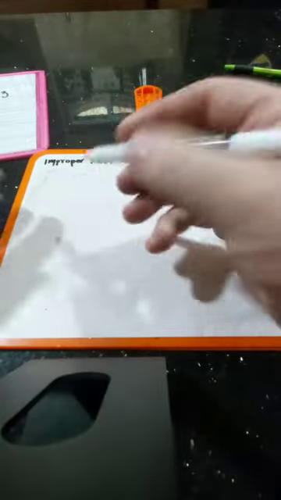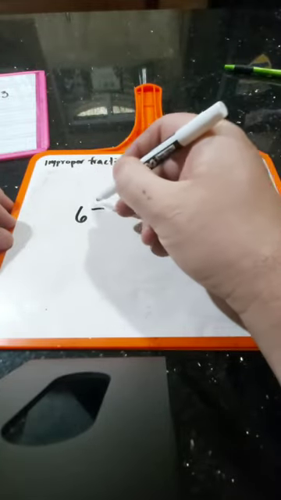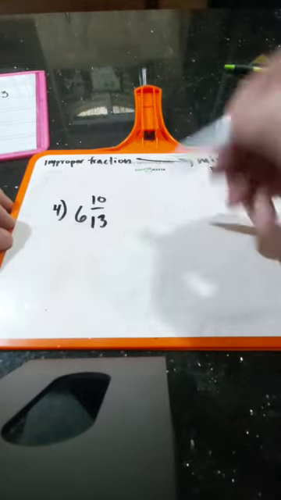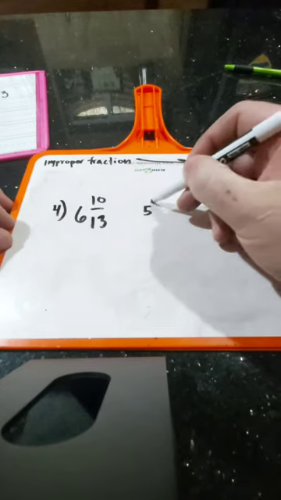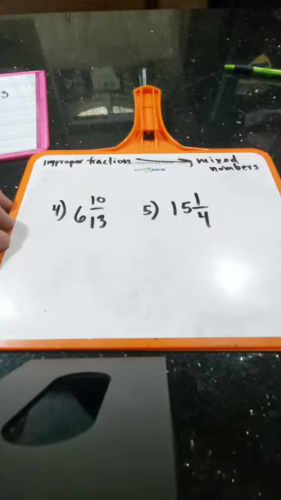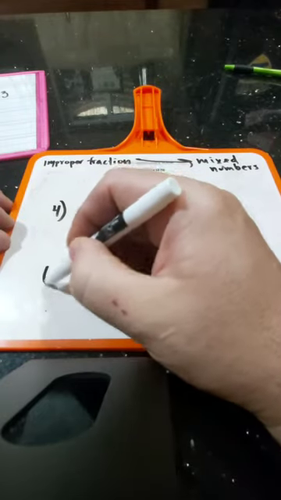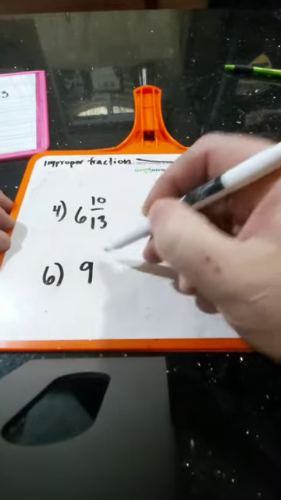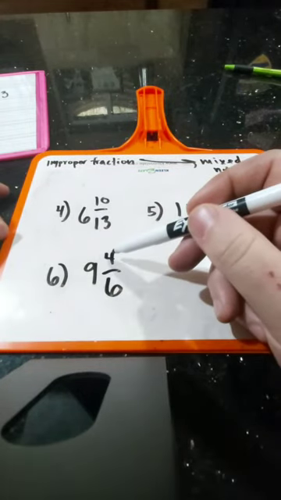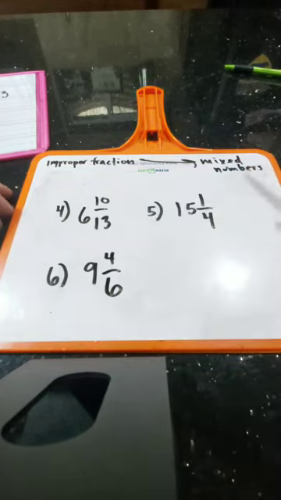Then number 4, we had 6 and 10/13. Number 5, we had 15 and 1/4. And number 6, we had 9 and 4/6, which you could turn into 9 and 2/3 if you wanted to, and you would get the same answer. So those are the answers to yesterday's problems.